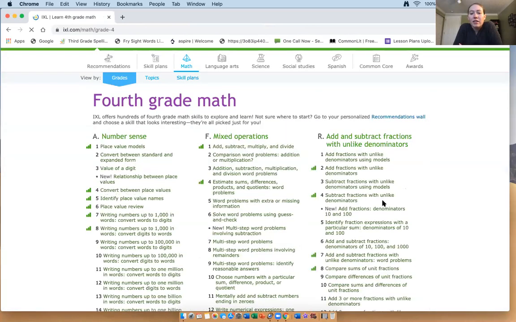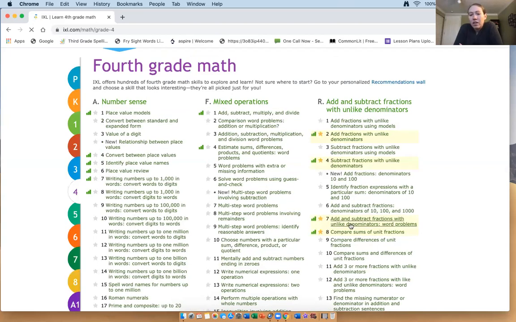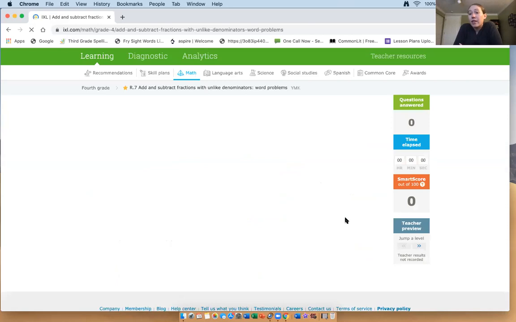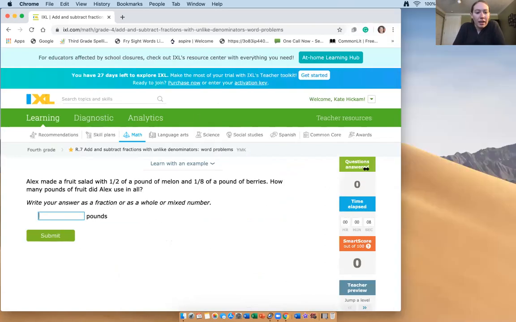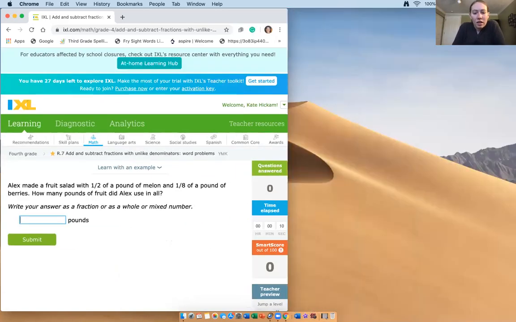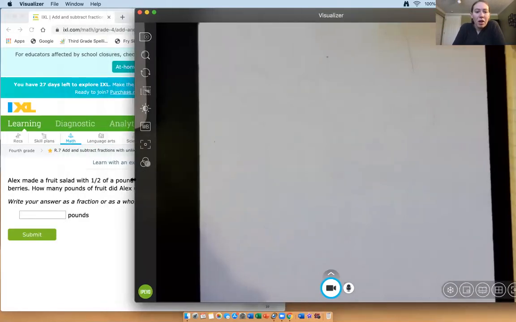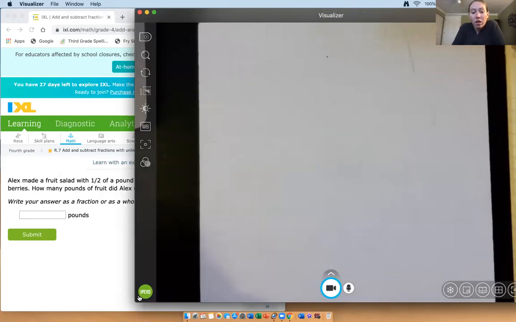I'm going to come to the skill that I'm looking for, which it looks like we've got stars that are going to be by those. I'm going to click on R7. Now, the problems that pop up on yours might be different than the problems that pop up on mine. So I'm just going to give you an example of how you're going to solve the ones that come up for me. On yours, all you'd have to do is have a lined piece of paper so you could show your work.